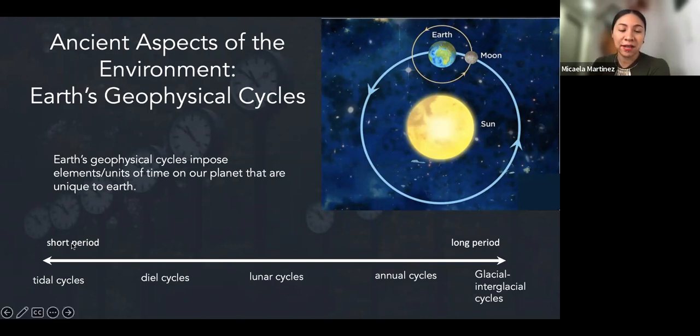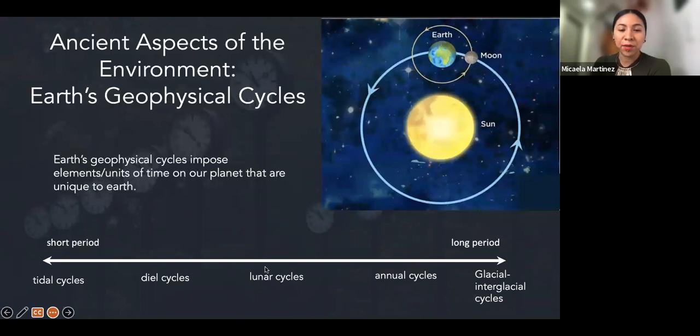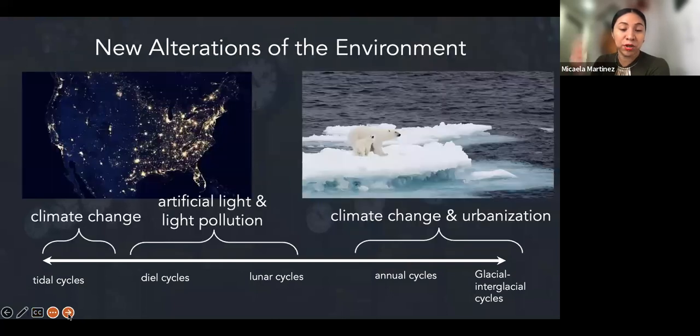If we organize those cycles along a kind of timeline, for very short period cycles, we have the tidal cycles, which are approximately twice a day. Then we have the diel cycles, which are 24 hours, our lunar cycles, which are approximately 28 days, our annual cycles, which are 365 days, and then our interglacials, which are tens of thousands of years. These cycles are determined by the Earth spinning about its axis, the Earth orbiting the sun, and the moon orbiting the Earth. Even though we've had changes in the length of these cycles, such as the length of day since the beginning of our solar system, in terms of the last 300,000 years since we've been a species, these cycles have remained pretty much constant.